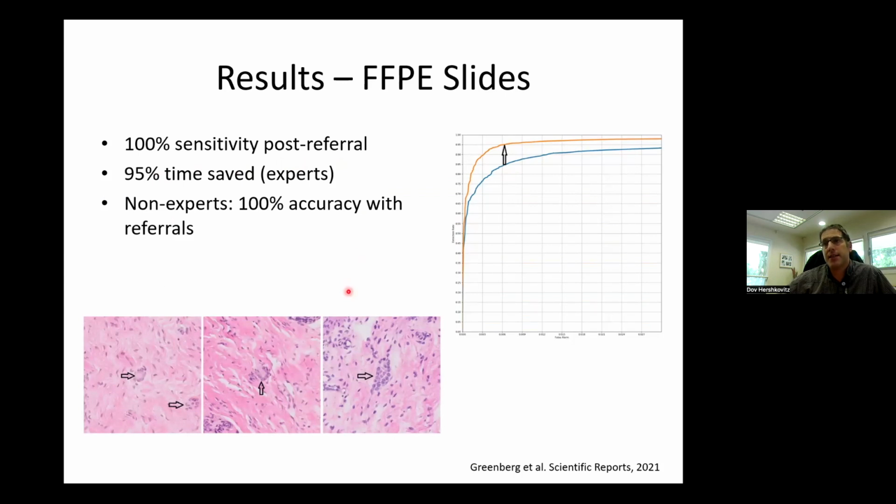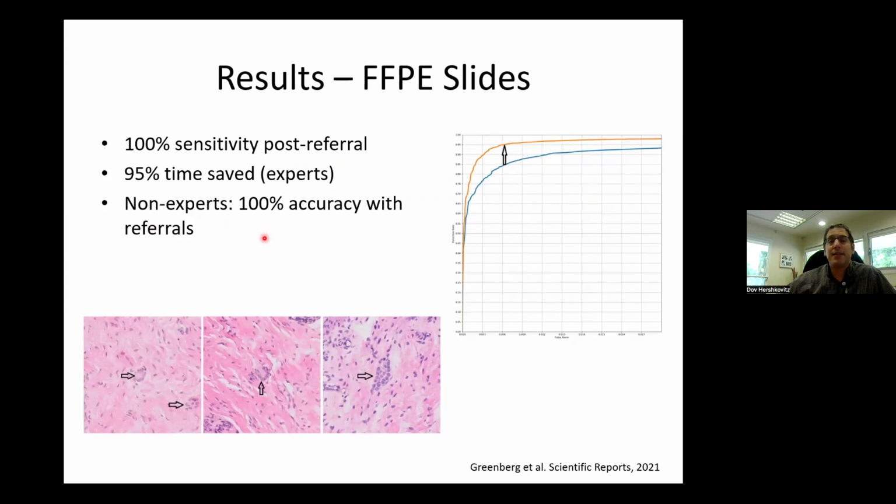Some of the cases, as I said, were post-referral, 95% at least of the time saved, and even non-expert achieved 100% accuracy. Again, as I said, they had to send a few cases for referral.